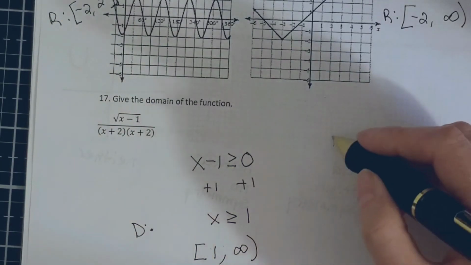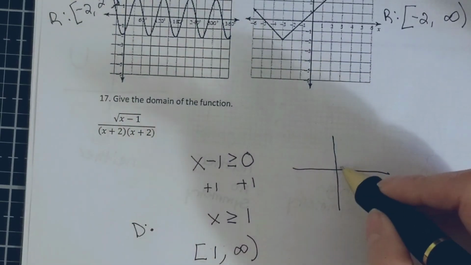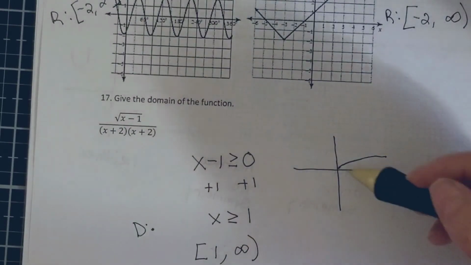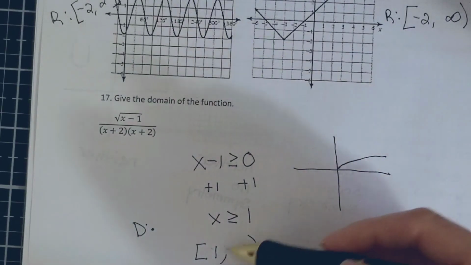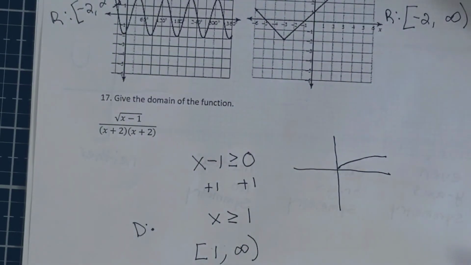All right. If you would go to graph this, remember square roots look something like that. So they would have a starting point and then an ending. This one in particular would start somewhere at 1. Okay.